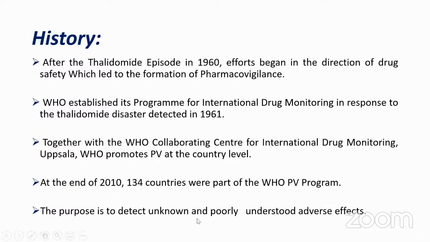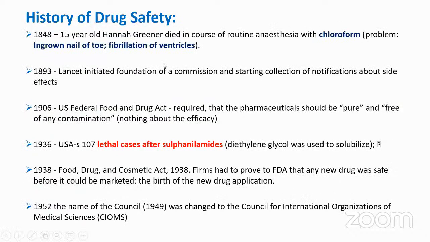Those are called unknown and poorly understood adverse effects, which will be detected by pharmacovigilance, because pharmacovigilance is actively monitoring the patients after the release of the drug into the market, whether in hospital or by checking patient records. Then it will find that after taking the drug, the patient got this ADR. In that manner, it will detect unknown ADRs that were not assessed during clinical trial. Next, history of drug safety.